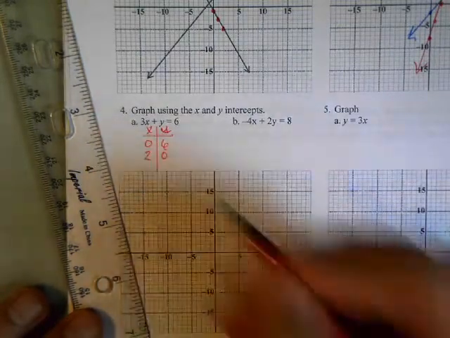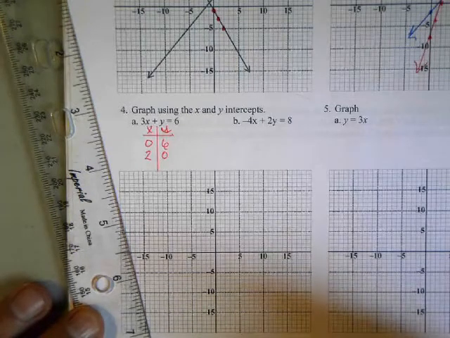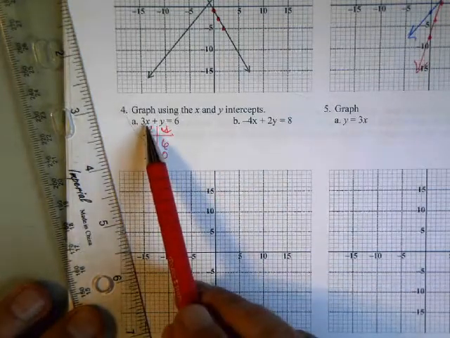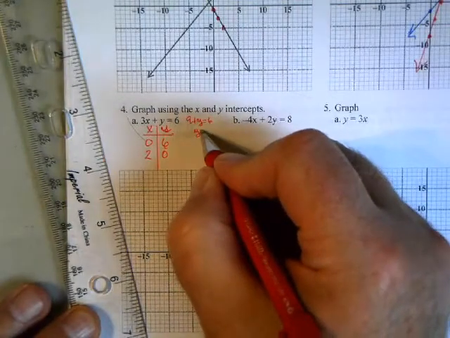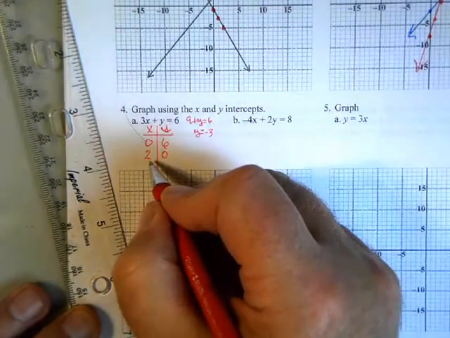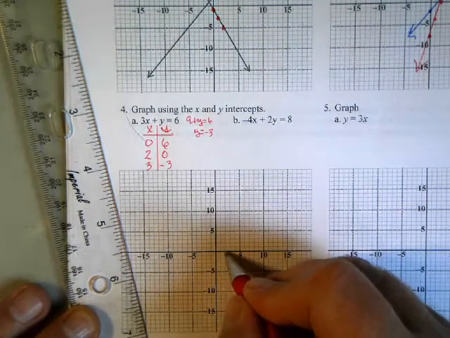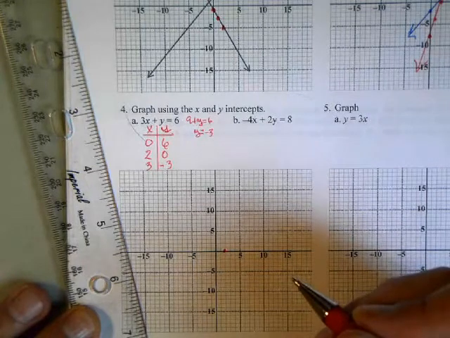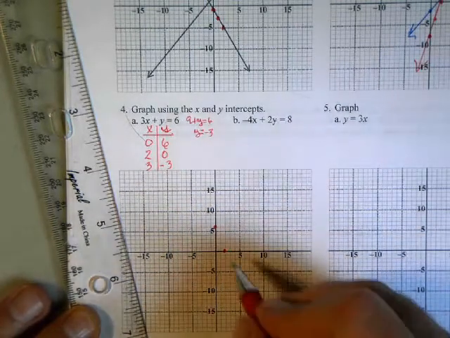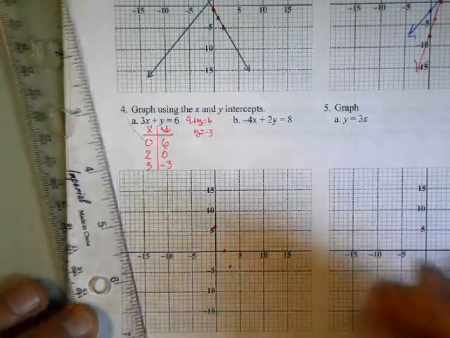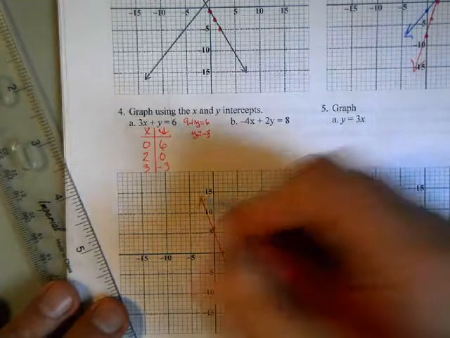Now, that's enough to graph the line with, but I do recommend doing at least one more point to make sure that things line up. So if I make x 3, then I would have 9 plus y equals 6. Move the y over, so y would equal -3. And so in this case, if x is 3, y is -3. And so here we have 2, 0. And 0, 6. And 3, -3. So 3 points that we're lining up.